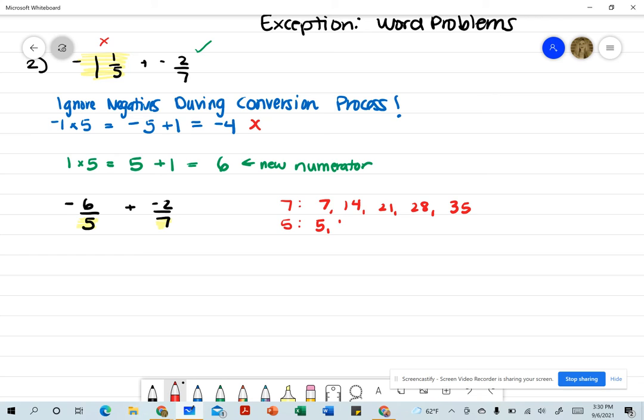Now 5, 10, 15, 20, 25, and I start comparing. I look at my multiples up and down. I see 7 and 5, 14 and 10, 21, 15, 28, 20, 35, 25. I see no commonalities. So then I have to keep going. Well, I know that I'm really close on my bottom to getting a common. In this case, now that I've moved, 5 times 6 was 30, 5 times 7 was 35. I see that 35 in this case is my least common multiple.